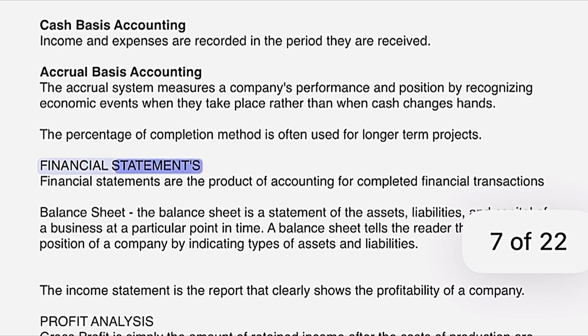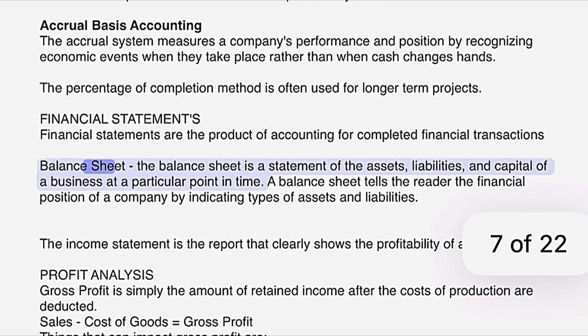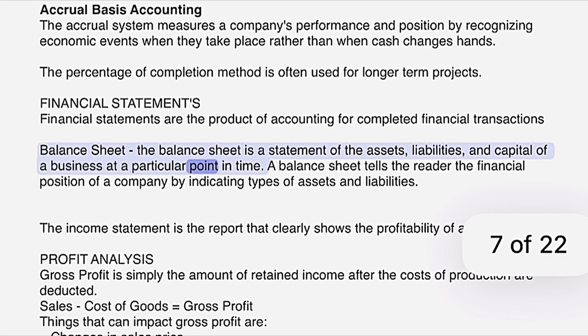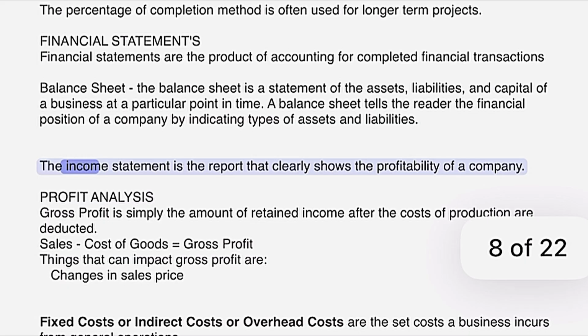Financial statements. Financial statements are the product of accounting for completed financial transactions. Balance sheet. The balance sheet is a statement of the assets, liabilities, and capital of a business at a particular point in time. A balance sheet tells the reader the financial position of a company by indicating types of assets and liabilities. The income statement is the report that clearly shows the profitability of a company.